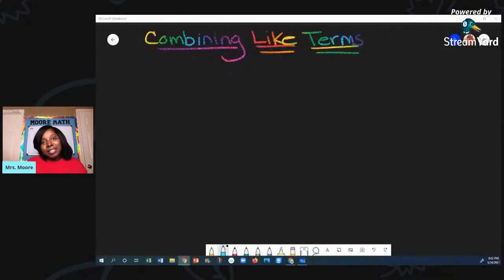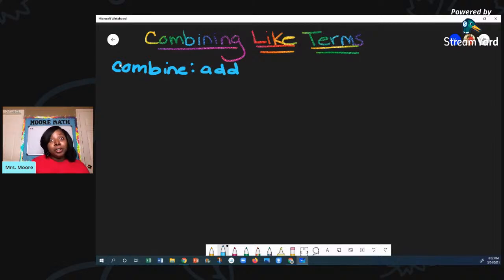So let's do it. All right, so combining like terms, first things first, you got to understand what the word combine means, okay? So combine means add. Combine is just a keyword for adding, okay? So if we break down this topic, combine means add. So we're just going to be adding like terms. Well, okay, what are like terms?